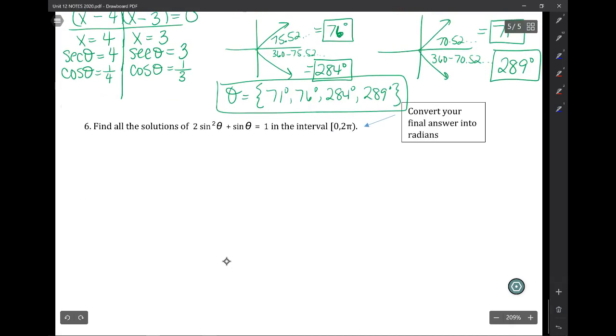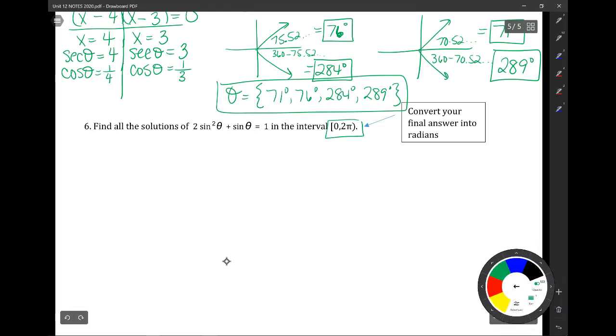Alrighty then, last but not least, we're going to do one more of these. I know this is a slightly longer video than normal, but remember there's only 2 days in this unit. Find all of the solutions, but this time notice what your interval is in terms of. If your interval is in terms of pi, then your final answers have to be in terms of pi. So we're going to solve it, we're going to get everything in degrees, and then we'll convert to radians in the very end. So let's do as our let statement.